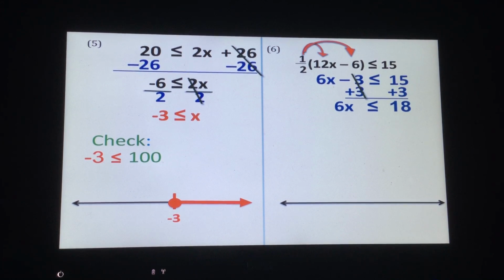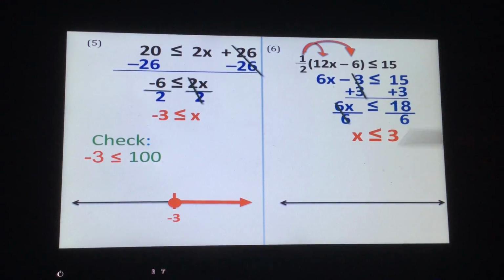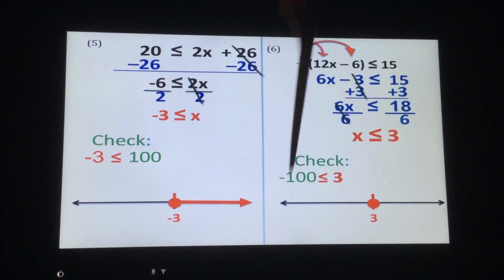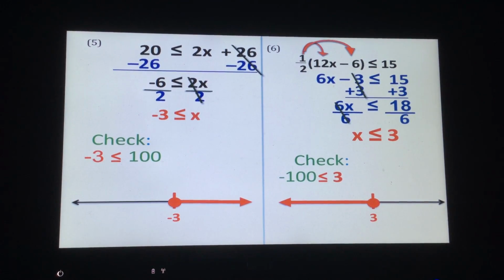Finally, we're going to divide by 6 on both sides. We're going to get x is less than or equal to 3. We did not change the sign because we divided by a positive number, so we don't have to worry about changing any signs. There's my 3. Let's go ahead and put some test points in there. The first test point is 100. Didn't work. Here's my -100. -100 is smaller than 3, and -100 is on this side, so I'm going to shade that side.